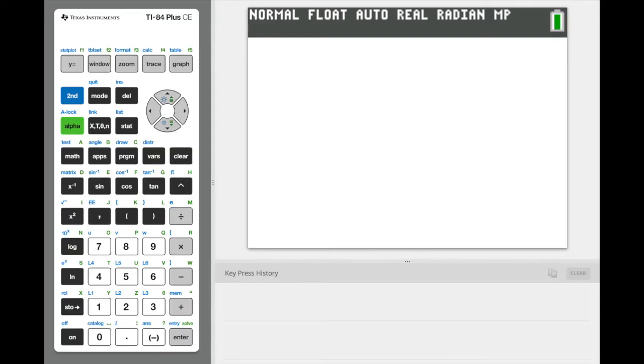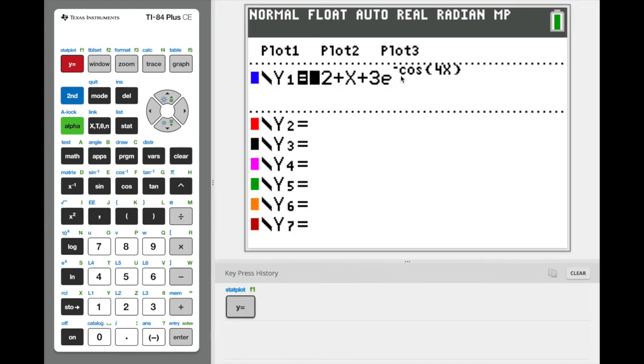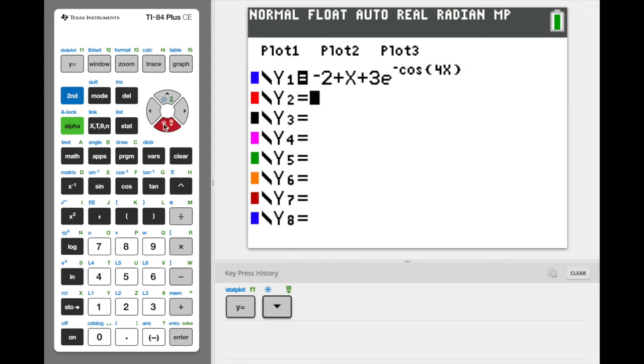Once we've got our graphing calculator ready to go, we're going to use it to help us find out where the second derivative is changing signs. So I'm going to go to the y equals screen where I've already typed the equation in. I'm going to go down to y2, and I'm going to have it graph the derivative, right?